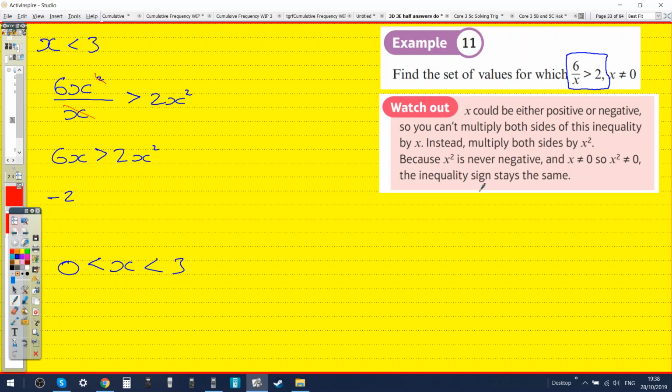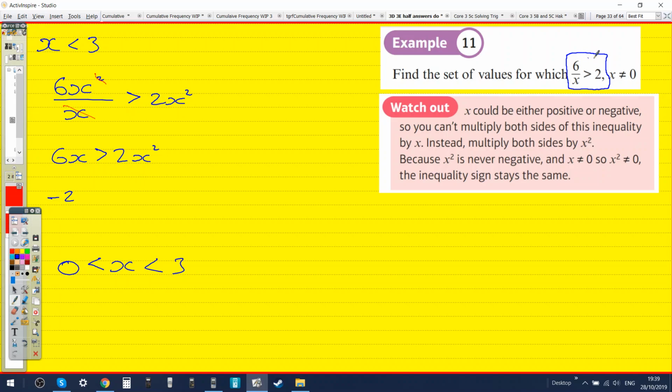What if x was minus 1? What would you get? You just get a positive number. What is 6 divided by minus 1? Minus 6. And is minus 6 bigger than 2?